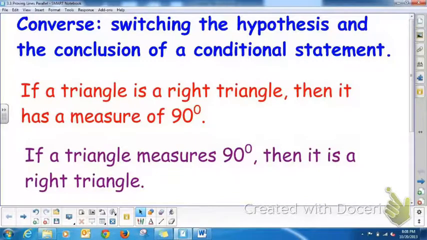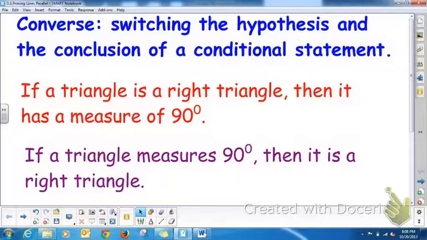Important to today's lesson is the definition of converse. If you remember from Chapter 2, this was when we switched the hypothesis and the conclusion of a conditional statement. An example of this is below. If a triangle is a right triangle, then it has a measure of 90 degrees. That's the conditional statement. The converse of that conditional statement would be, if a triangle measures 90 degrees, then it is a right triangle. So what we did there was we switched the hypothesis and the conclusion. It made it the converse of the original conditional statement.